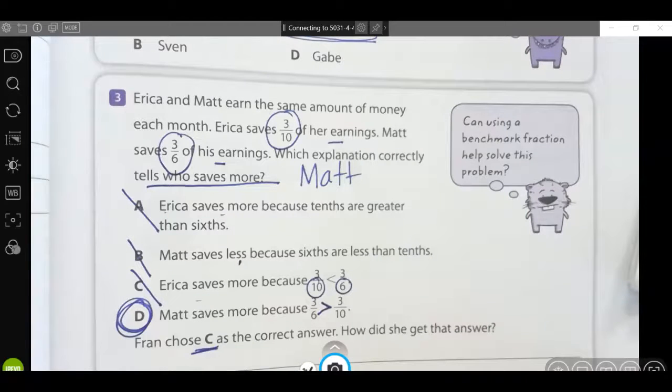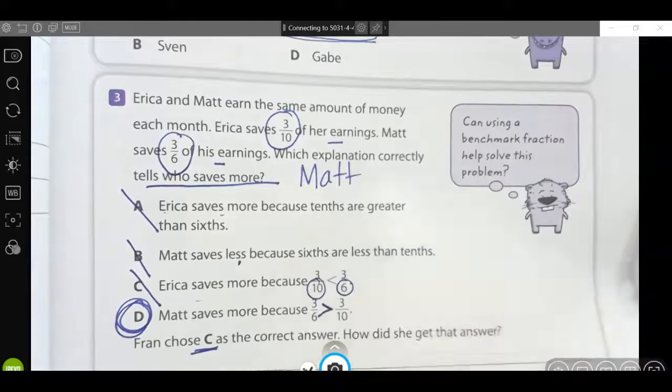It's because, well, she looked only at the fraction comparing on number C, but she didn't look at the name. Oh, true. Maybe she was just being careless, too. Yeah. But either way, is she correct? No. Okay.